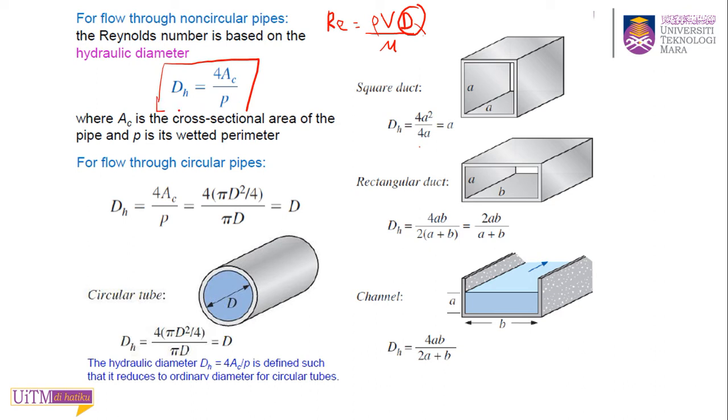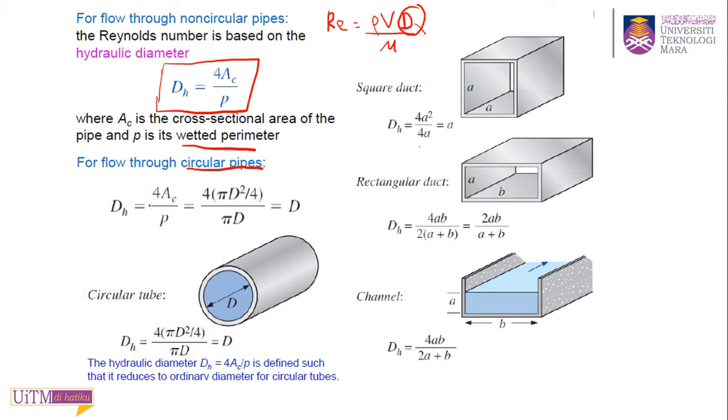4 times area, the area of that pipe or duct, divided by P. This P is the wetted perimeter, the perimeter that is wetted. So if we look at this example, for flow through circular pipes, this is the most common, circular pipes. The DH actually is D, the diameter. The hydraulic diameter is the diameter.